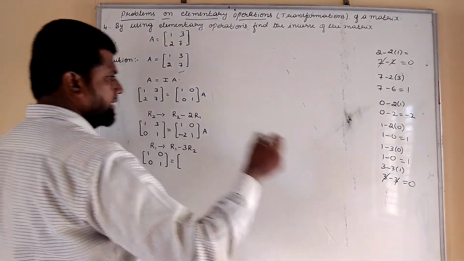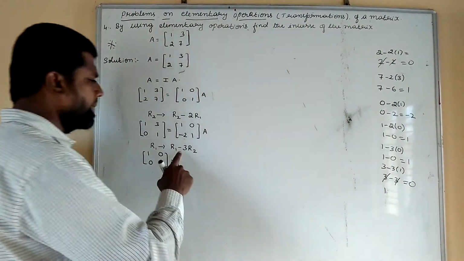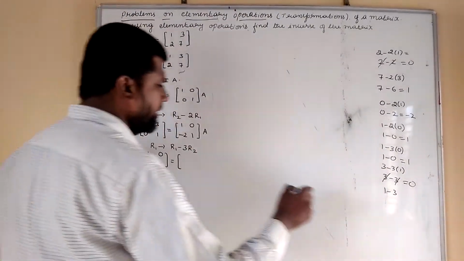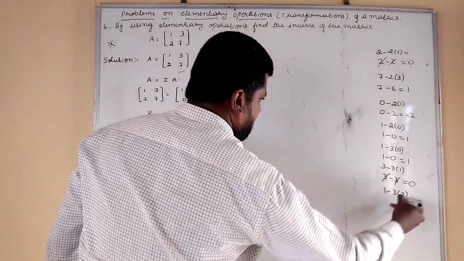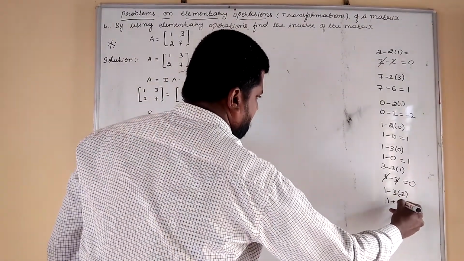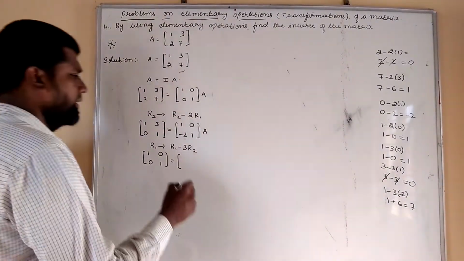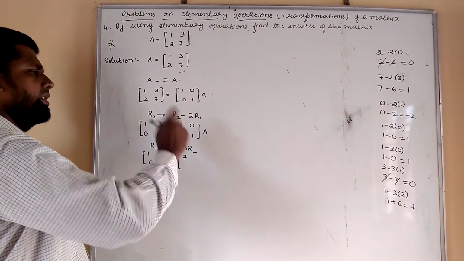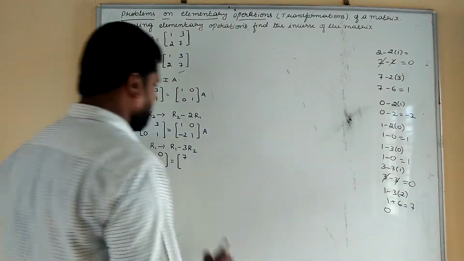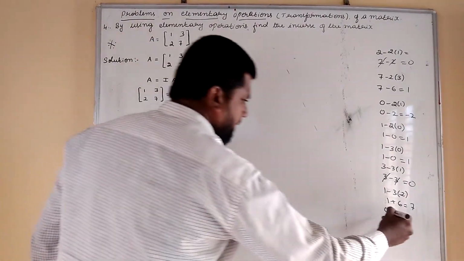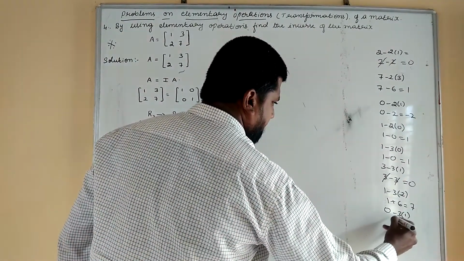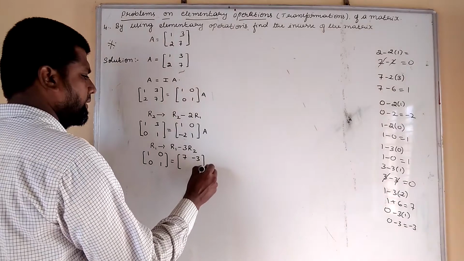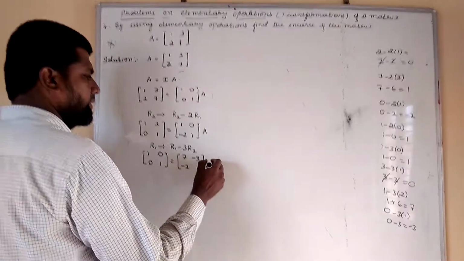Then we are changing the first row here. First row, first element is 1 minus 3 times the R2 element, which is minus 2. So if you multiply here, 1 plus 6, you are getting 7. R1 first element is 7. Then the next element is 0 minus 3 into R2 element, which is 1. Then 0 minus 3 is minus 3. So the second row is minus 2, 1.